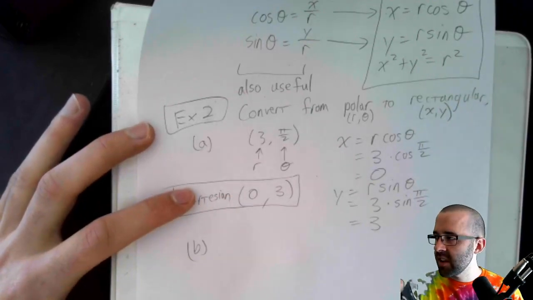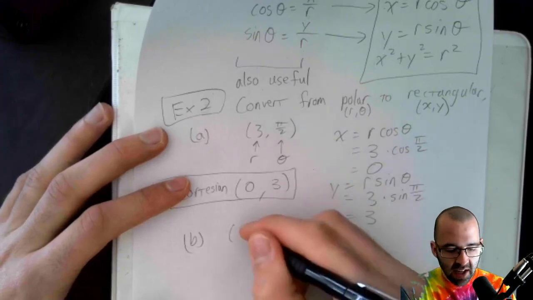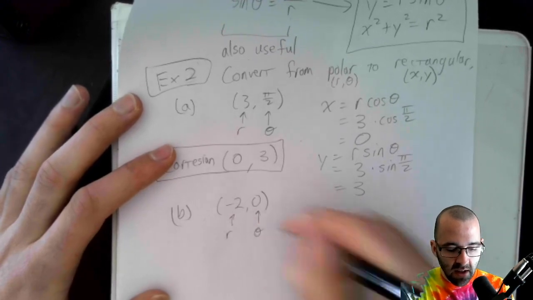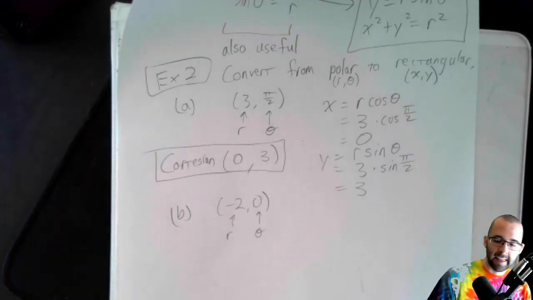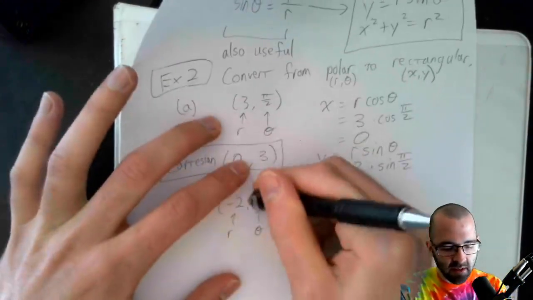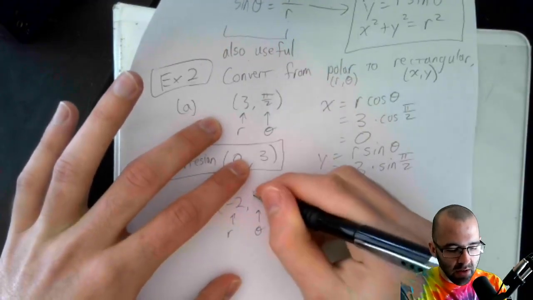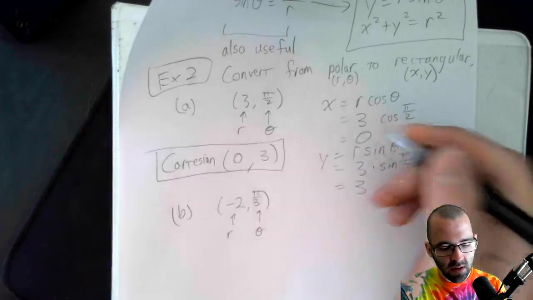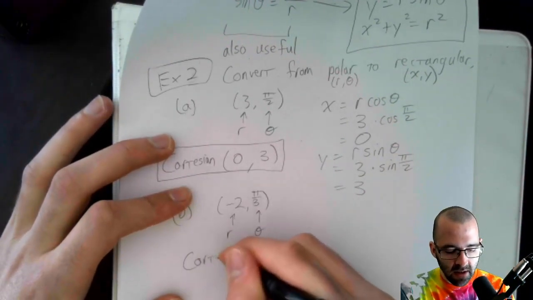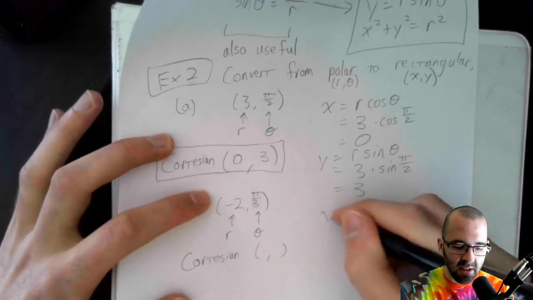So I mentioned that negatives kind of work well and are consistent. Let's see that with part B. Part B is negative 2, 0. And again, this is our r, and this is our theta. Let's change theta. Let's do a different example here. Let's have theta be like pi over 3. Okay? So again, we just do the same thing. We use our formula for x, we use our formula for y, we get our answer.